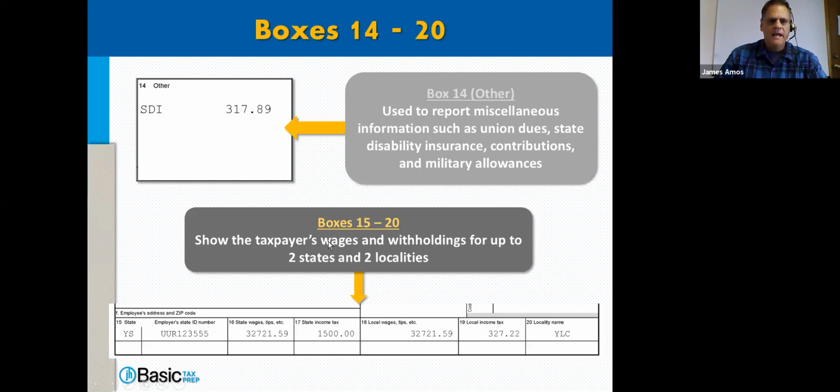Okay? And then on the W-2, and this is just a blow up of it, we already said at the bottom of the W-2 is information about your state. You know, state income, state withholding, so on.